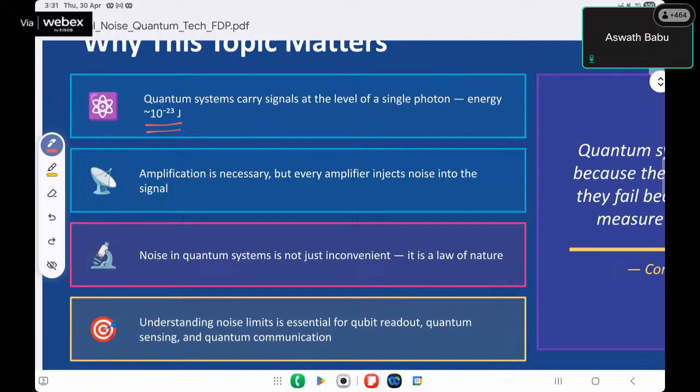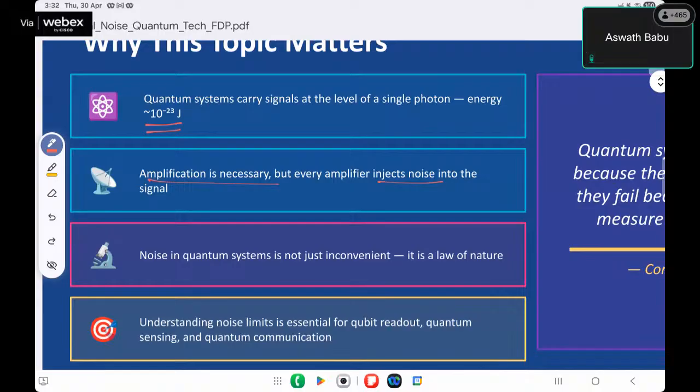So our quick, straightforward temptation is that we need to amplify it. The amplification is straightforward and necessary. But you know what happens when we try to amplify? We inject noise into the signal coming from that system. Especially, noise in quantum systems is not just inconvenient. In a classical system, when we get noise, we can disregard it or get rid of it.